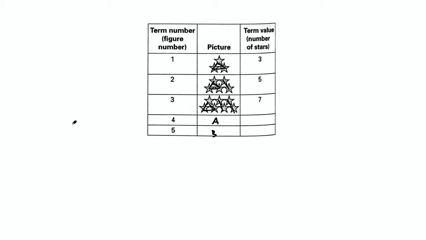Okay, so for A, we're going to have 3 stars like so, and then 4 stars on the bottom. And then we're going to add 2 more to the side. Okay, so this is A.